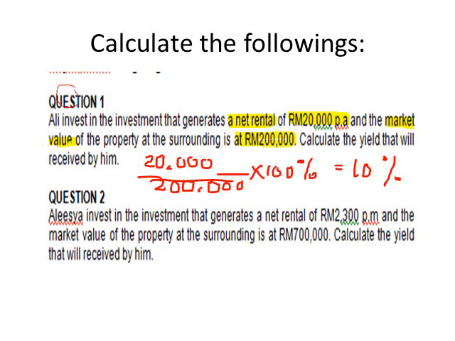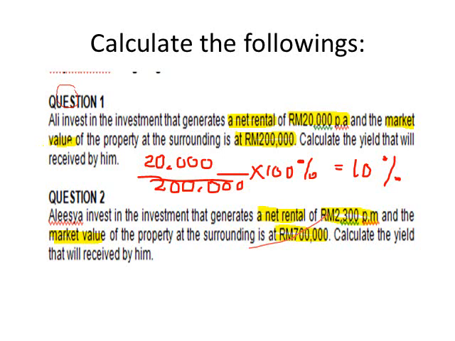Alicia invests in an investment that generates a net rental of 2,300 per month. Now it is net rental, so no need to deduct the outgoings. However, here the rental is per month, 2,300 per month. So what you need to do now is times by 12 months in order to get it per annum. The market value of the property in the surrounding area is 700,000. Calculate the yield that will be received by Alicia, by her.